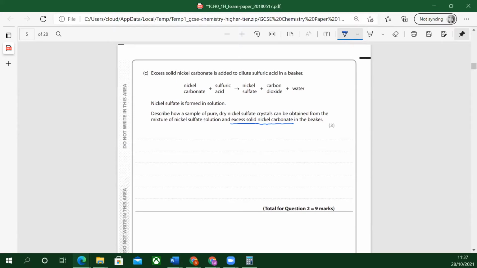So first of all, we need to filter. Filter the solution. That's what we need to do first, and that's to remove the excess solid nickel carbonate. Okay, filter solution to remove solid nickel carbonate.